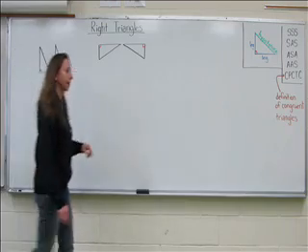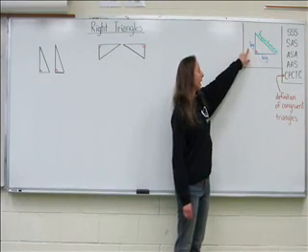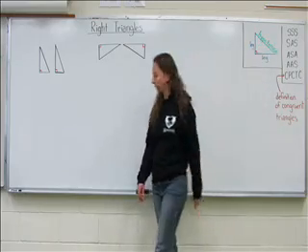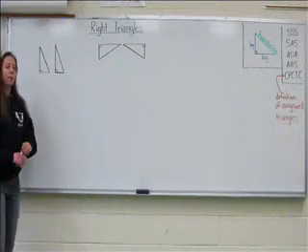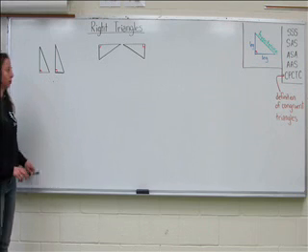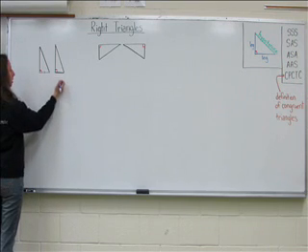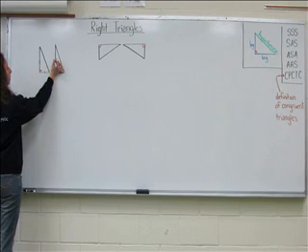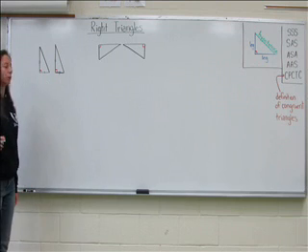Also, over here I have a diagram of a right triangle. Remember, the parts of a right triangle are the leg, and the hypotenuse, which is the side opposite the right angle. So what if we know that in two right triangles, their legs are congruent to each other? What if we know that this leg is congruent to this one, and this leg is congruent to this one? Can we automatically say that the two triangles are congruent?